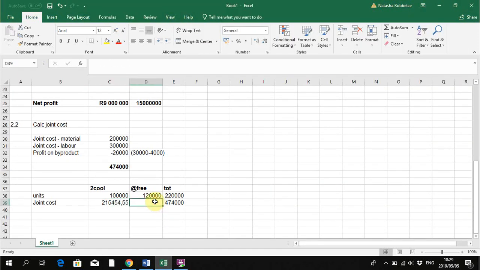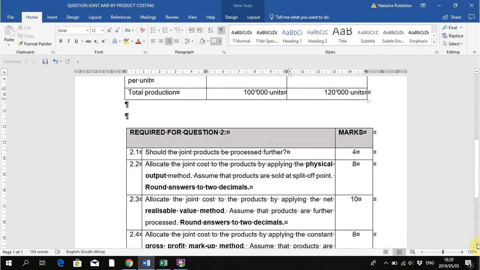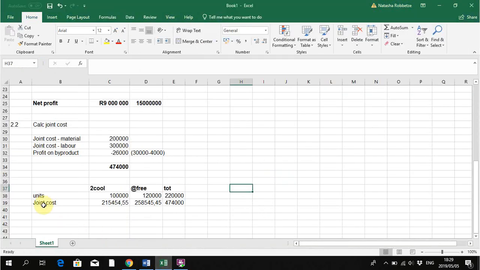Right. Then if we look at the @free, we're going to say it's again the 474,000 divided by the total units, 220, and we're going to times it by the units that are applicable to @free, which is 120,000. Again, I am just rounding to 2 decimals. There we go. So that's your joint cost. The question did not ask it in that manner, but the question can ask you to calculate the profit as well. So here they just said, allocate the joint cost to the byproduct, which is then what we just did. We calculated the joint cost for each product.